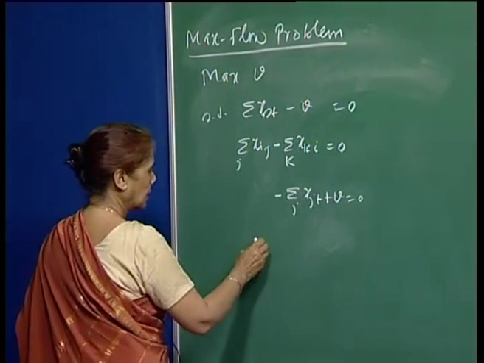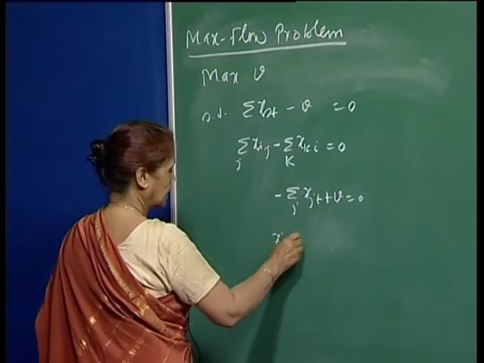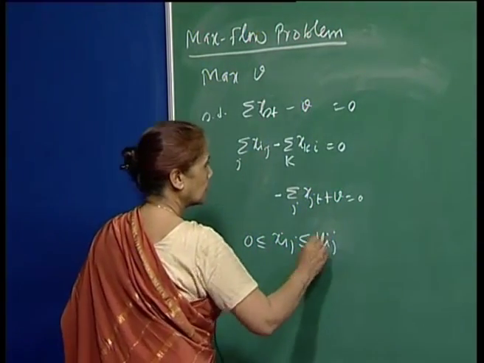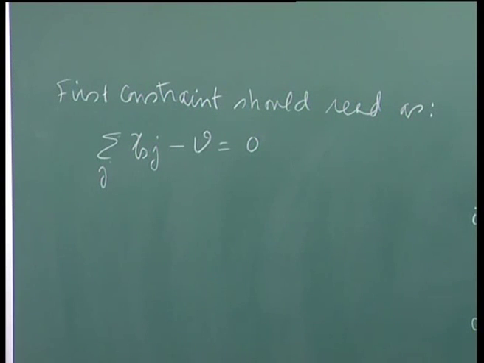And then we had x_ij lower bound less than or equal to x_ij less than or equal to u_ij. Fine. So, the first constraint should actually read as sigma x_sj, because s is your starting node. So, it should be x_sj and summation over j. Whichever nodes are connected to the starting node s, for all those you have these variables x_sj minus V should be equal to 0. This is the first constraint.